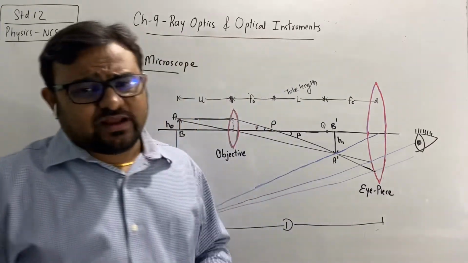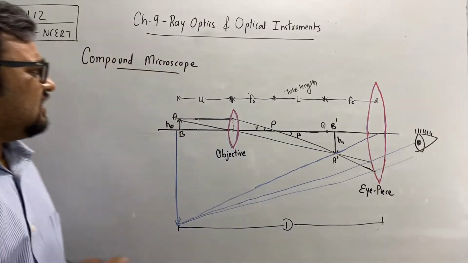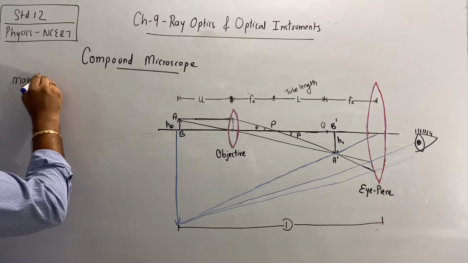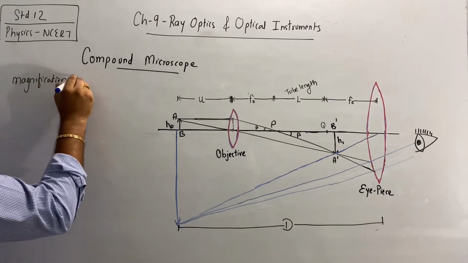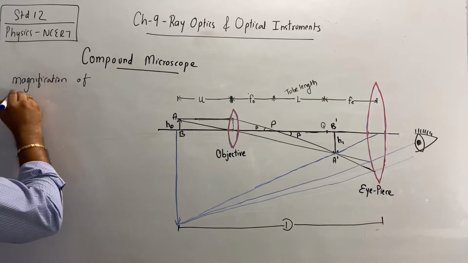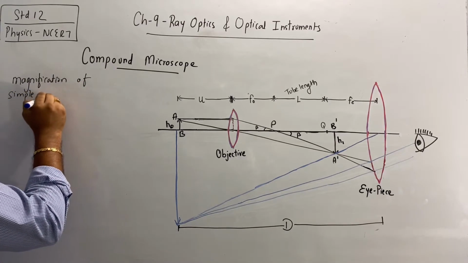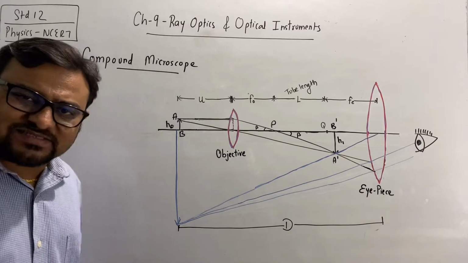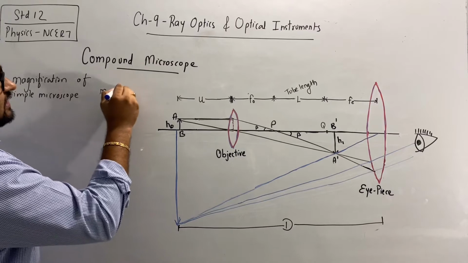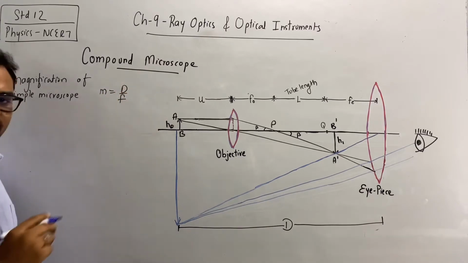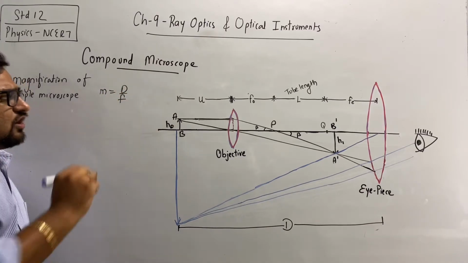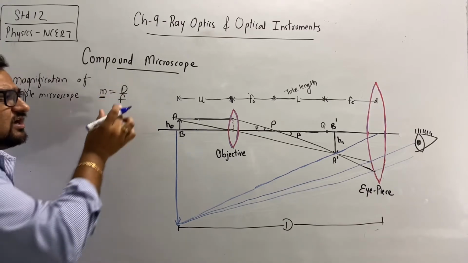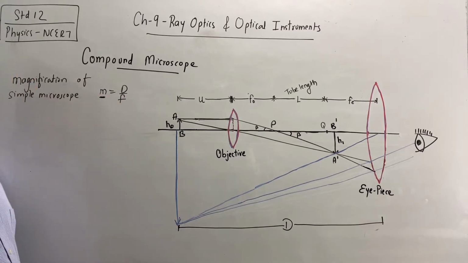Okay, so in our last video lecture we studied the formula for magnification of a simple microscope. What is a simple microscope? When we are using a single convex lens, M is equal to D by F. So, if we want to increase the magnification, we must reduce the focal length.